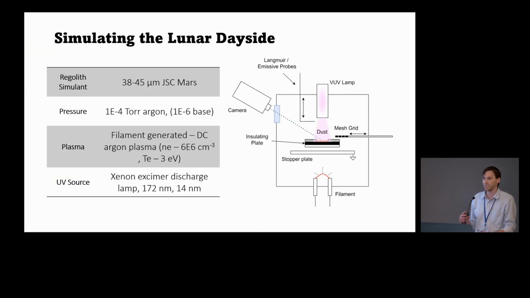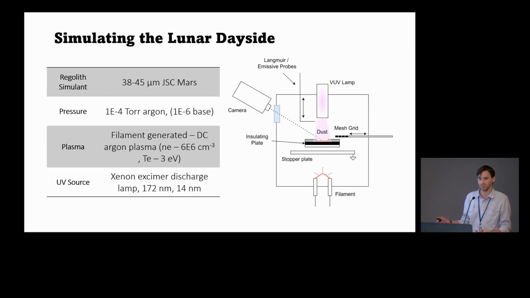So what we wanted to do, we wanted to see what happens with dust under both UV and plasma at the same time, kind of like a simulation of the lunar day side. So to that end, we used a xenon excimer lamp, 172 nanometer central wavelength. We generated a plasma in argon gas with just a hot DC filament, so a low density DC plasma. And then basically what we did is we exposed our dust to the plasma, exposed it to the UV, and then exposed it to both the UV and the plasma at the same time, and watched what happened with just your standard video camera. So I've got some videos of that I'm going to show you.